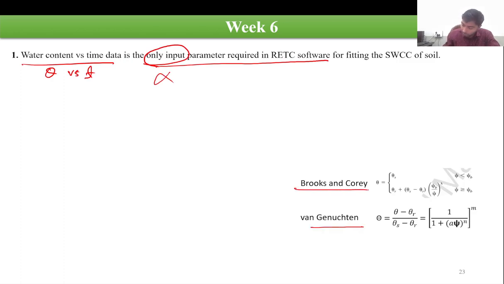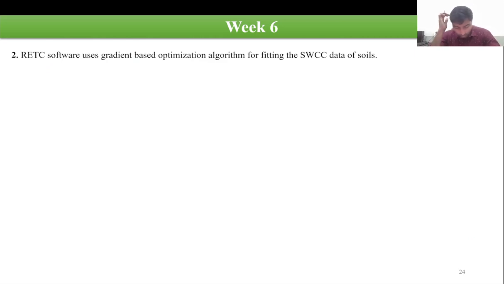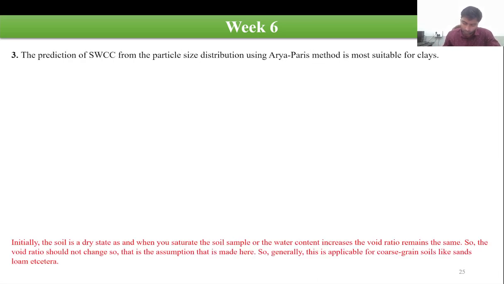Also, from here you can see the Brooks-Corey and van Genuchten methods: to determine the soil water characteristic curve, you will need the values of suction also, so that you can better fit these results, right? Psi b, etc. And the RETC software is a gradient-based optimization algorithm for fitting the SWCC data. That is correct. RETC uses gradient-based optimization, and it also has some neural network part that you need to explore.